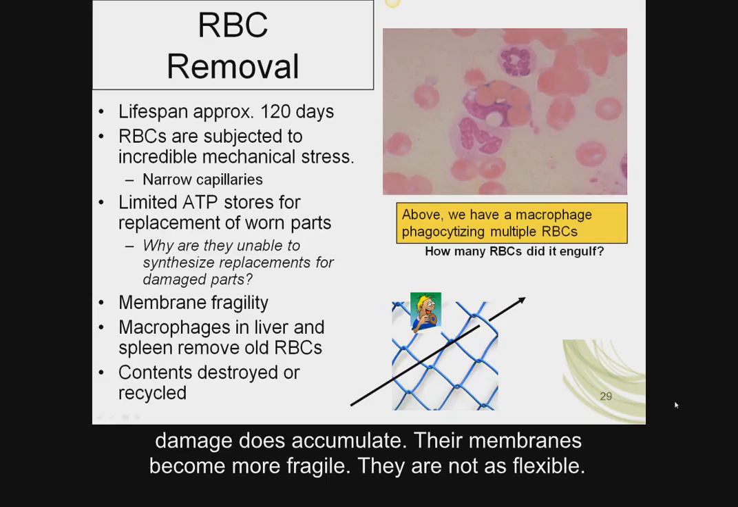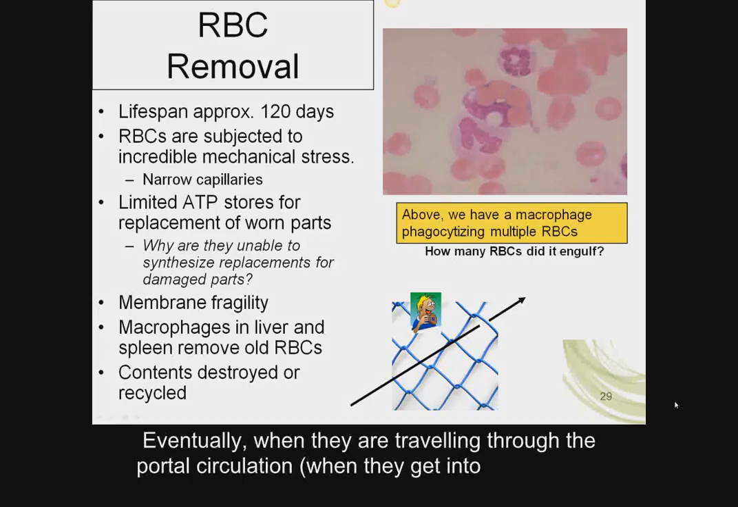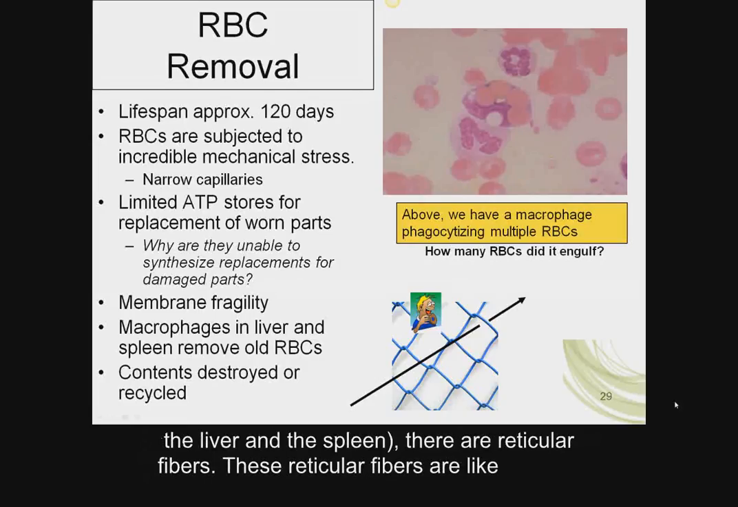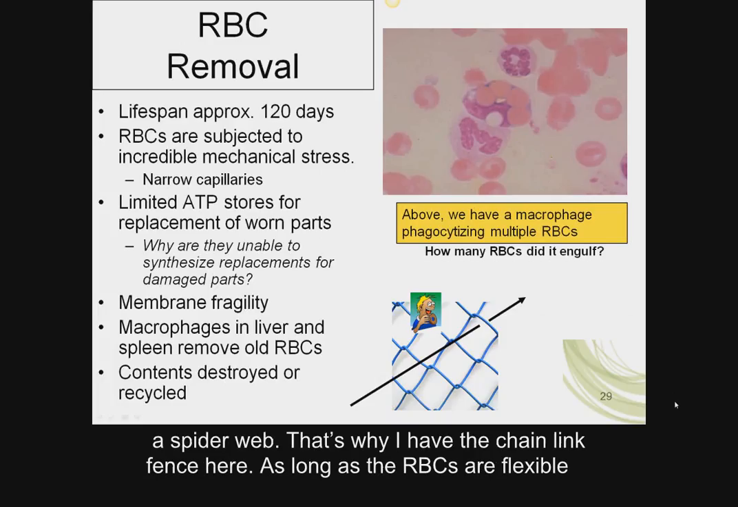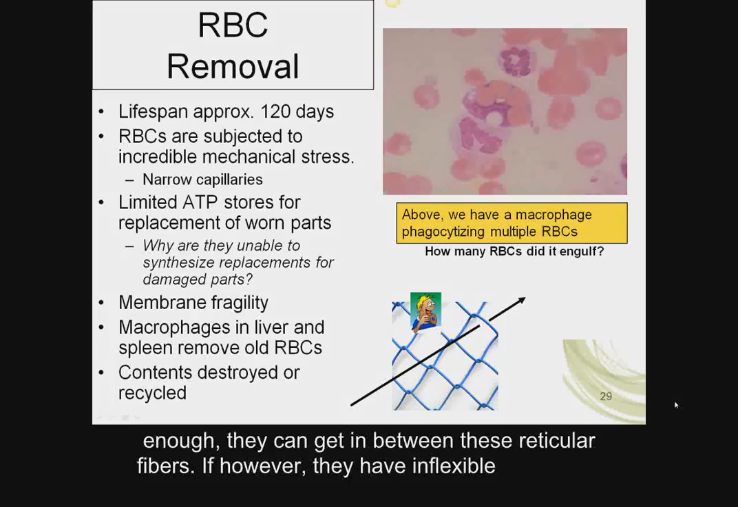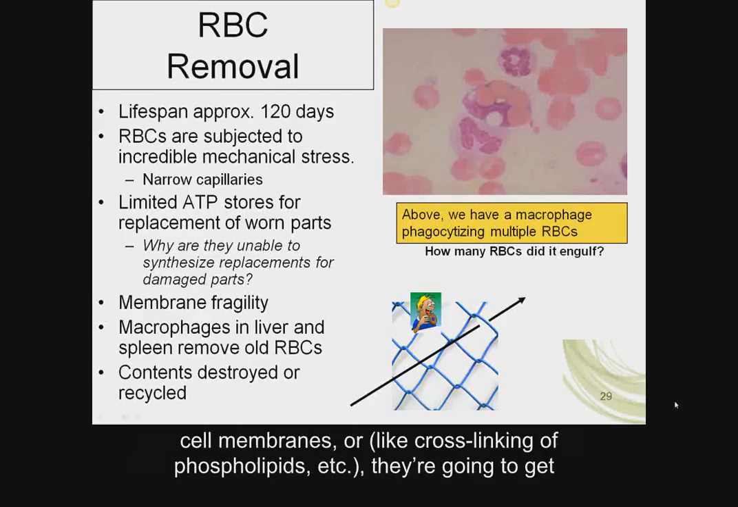Eventually, when they are traveling through the portal circulation, when they get into the liver and or spleen, there are reticular fibers, and these reticular fibers are like a spider web, and that's why I have this picture of a chain link fence up here. As long as the red blood cells are flexible enough, they can get in between these reticular fibers. If, however, they have inflexible cell membranes or have a lot of cross-linking of proteins and phospholipids, they're going to get hung up on these reticular fibers, and then the macrophages will come and phagocytose those red blood cells.